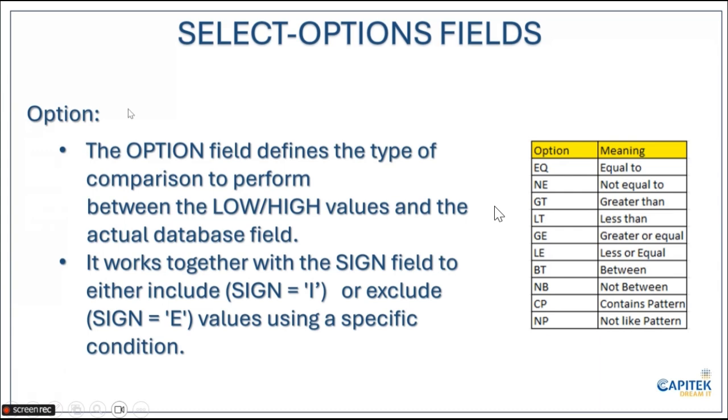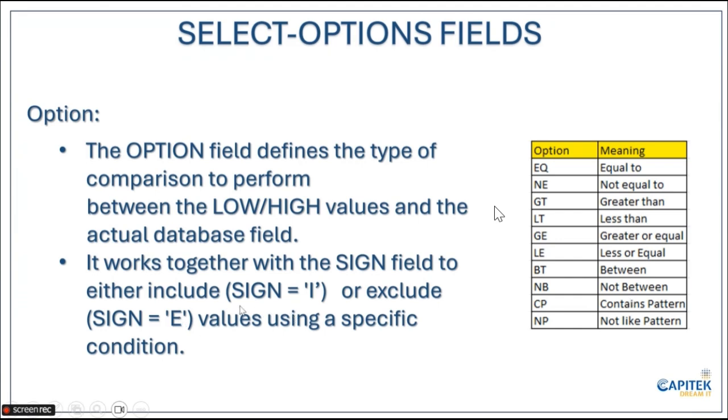This is with respect to the requirement as you receive it in your functional specification document. You will be given details like please fetch the data from so and so table for so and so field, and include only this range of data and exclude this range of data. Those details you will come to know from the requirement document given to you. This option will work along with your sign option. It is not independent.